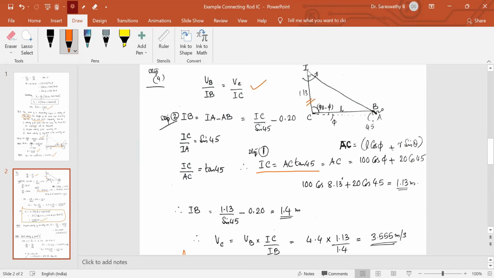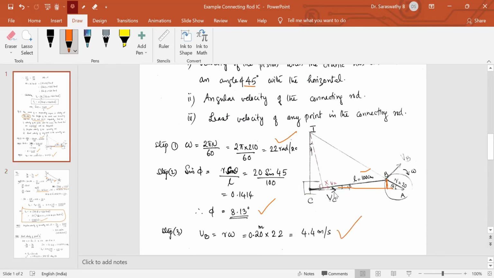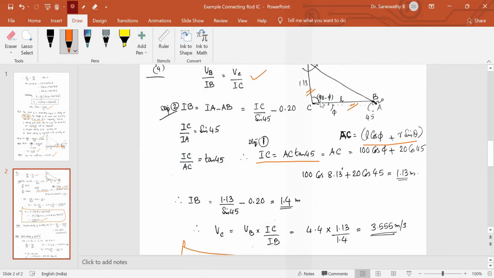In order to get IC, we require this distance AC. If you consider triangle ICA, we need this distance AC. How will you find out that distance AC? AC is equal to L cos phi plus R cos theta. Refer here, this is AC, this total distance. This much is R cos theta. This is L, this is phi, so this much is L cos phi. That is this distance AC.